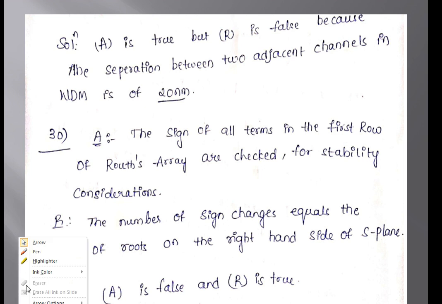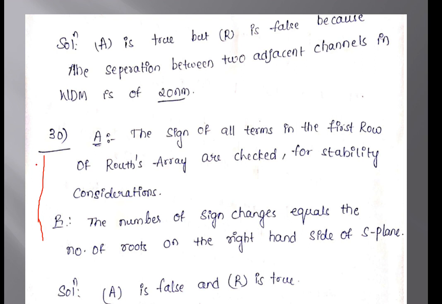For example, this is the Routh array. Here we are drawing some Routh array. This is the RH table. They are checking the number of sign changes in the first column of the Routh array. For example, if all the elements in the first column of the Routh array have the same signs, then the system is said to be stable.